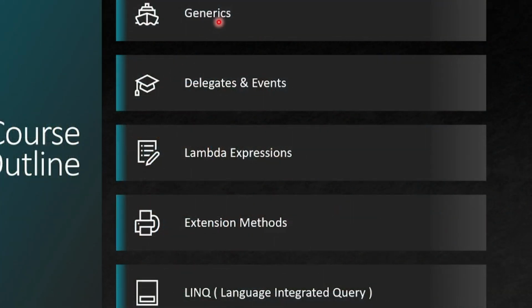This course begins with an introduction to generics, a feature that allows you to create classes, methods, and interfaces that work with different types. You will learn about generic classes, interfaces, methods, constraints, and covariance and contravariance. You will also learn how to use generics to create type-safe collections and algorithms.